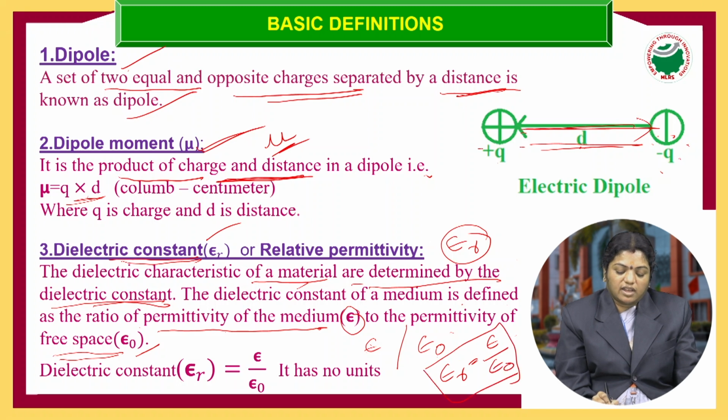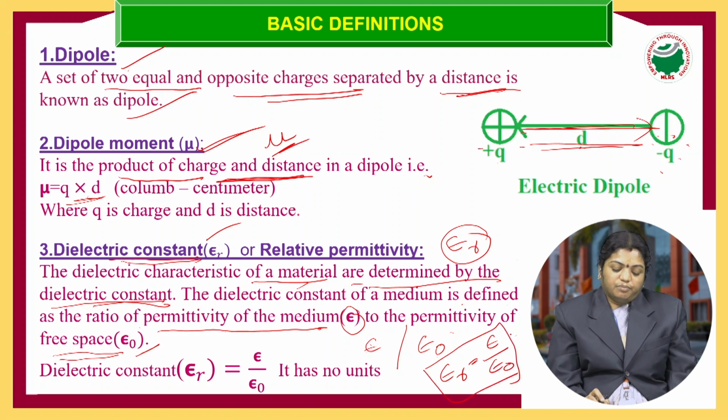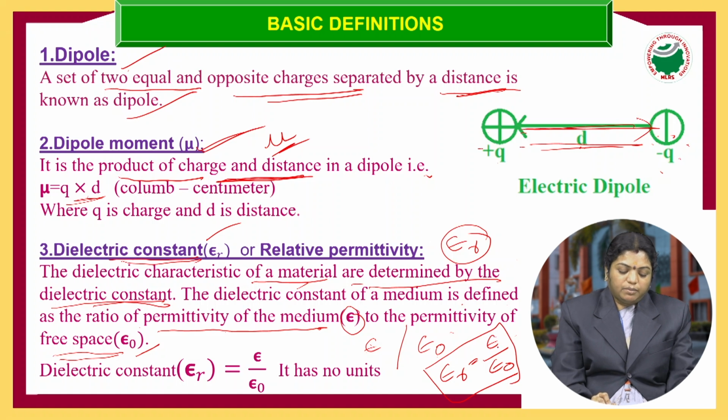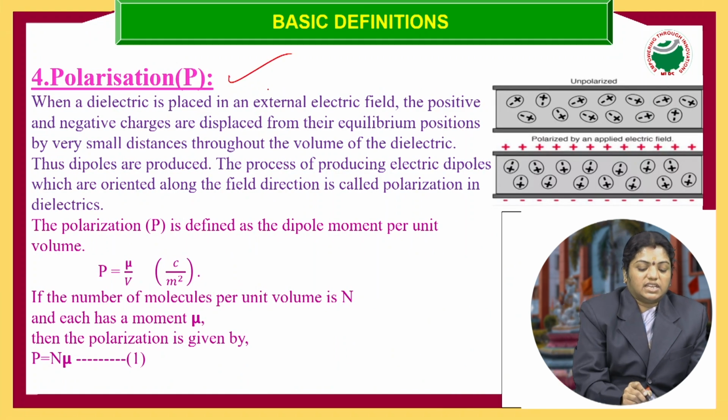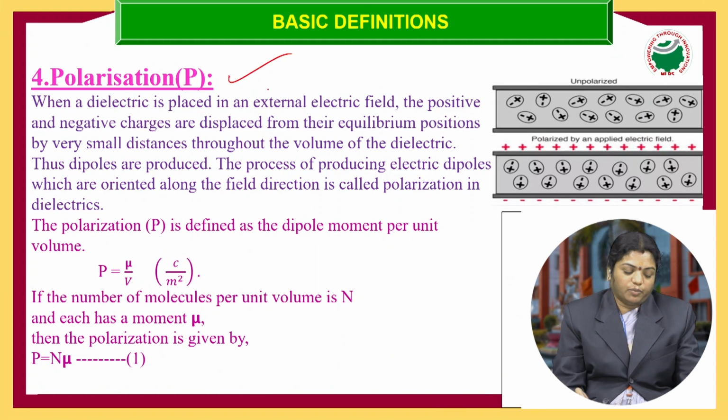So this is the ratio of the medium permittivity to free space permittivity. This is called the relative permittivity, or another name, dielectric constant. So these are some definitions. And another definition is polarization. Polarization is very important.